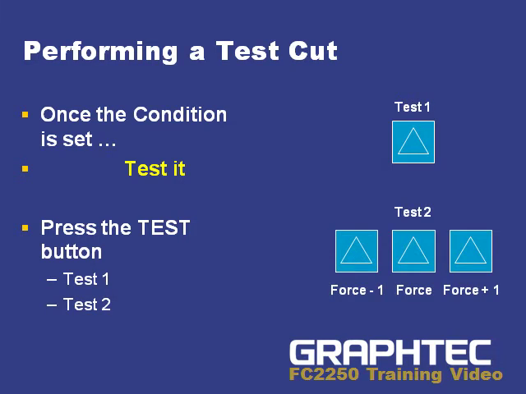The first square and triangle is cut with force minus 1. Thus, if your force is 17, then this particular square and triangle is cut with the value of 16, or the force of 16. And then of course the middle one is force, and then the one after that is force plus 1. It just kind of gives you a better idea if you're not exactly sure where you stand as far as what the force is.